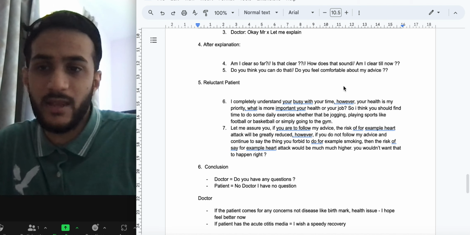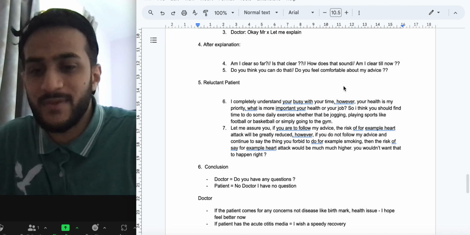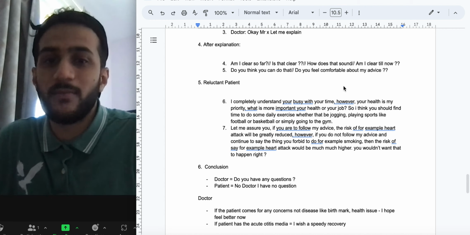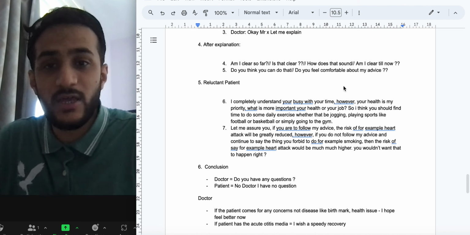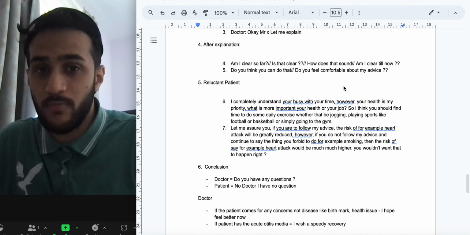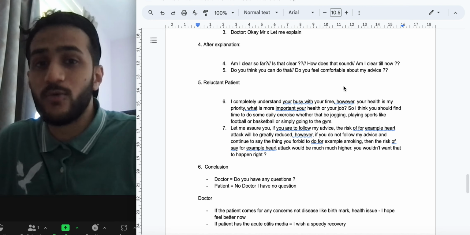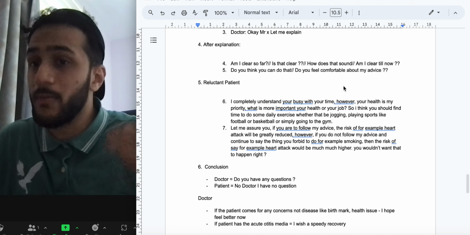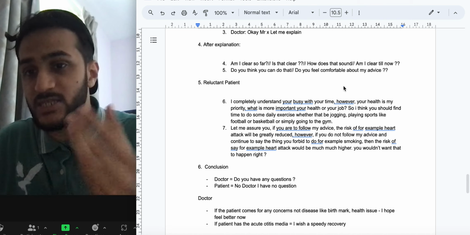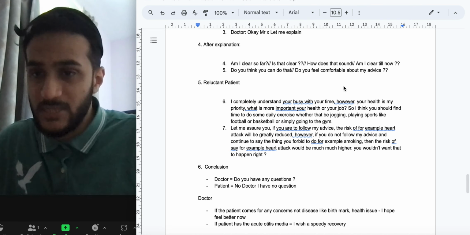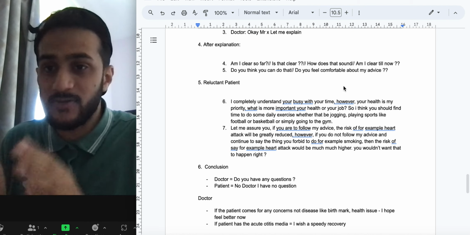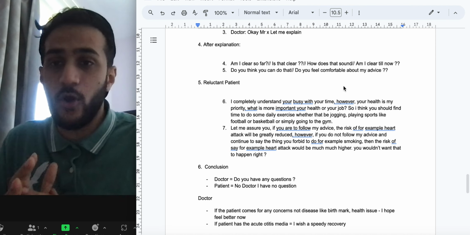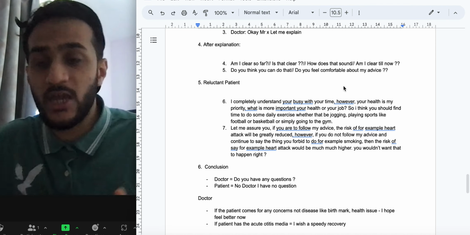And the patient says, no, I can't do exercise because I'm very busy, I'm really occupied. Then you say, I completely understand your situation. However, your health is my priority, and what do you think is more important, your health or your job? I would really advise you to do daily exercise, be it running outside in the park, playing a high intensity sport, for example football or basketball, or simply going to the gym. I believe these small steps are going to be really beneficial for your health.